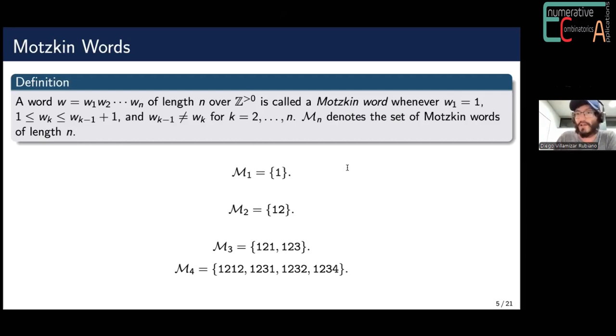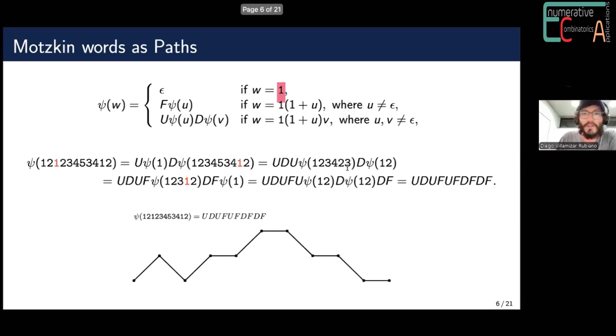So it's very clear that they are words, but it's not very clear why they're called Motzkin. The way I want to tell you why we call them Motzkin is that you can construct a Motzkin path out of them. At the end, this construction gives you the counting, so you can count these Motzkin words with the Motzkin sequence. And this transformation works as follows.